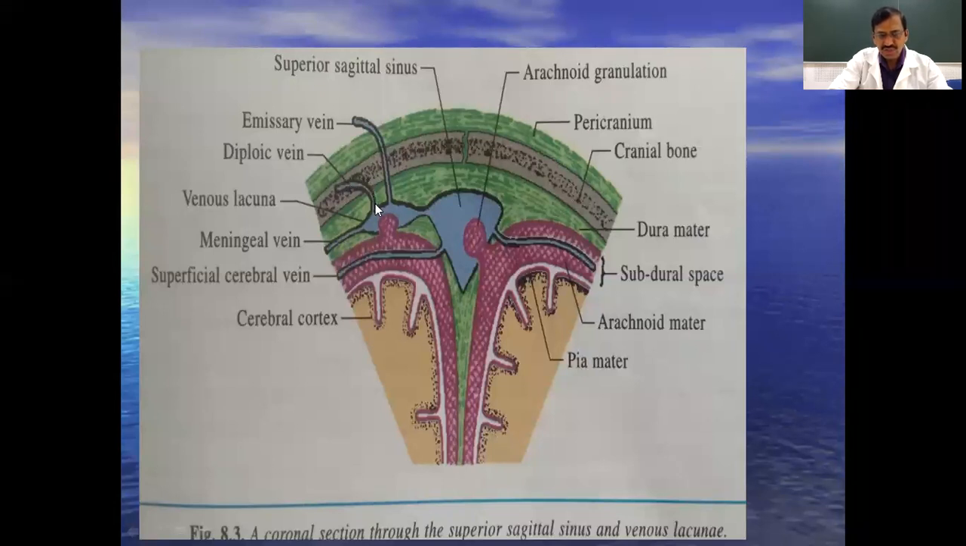It also drains into small dilated venous reservoirs, called venous lacunae. Another one is the emissary vein. The emissary vein is a communicating vein between the extracranial and intracranial parts of the head. That is the emissary vein. And all these veins drain into the superior sagittal sinus.